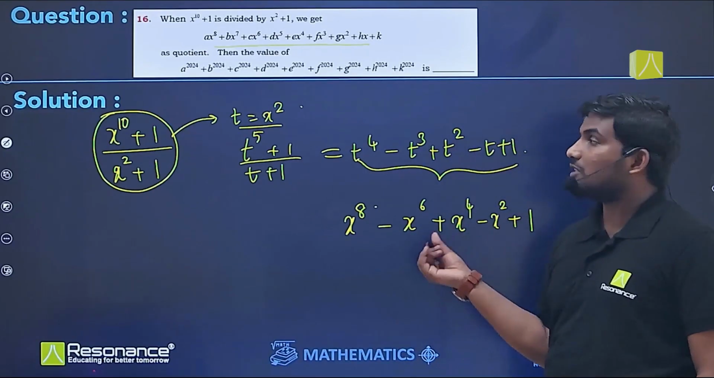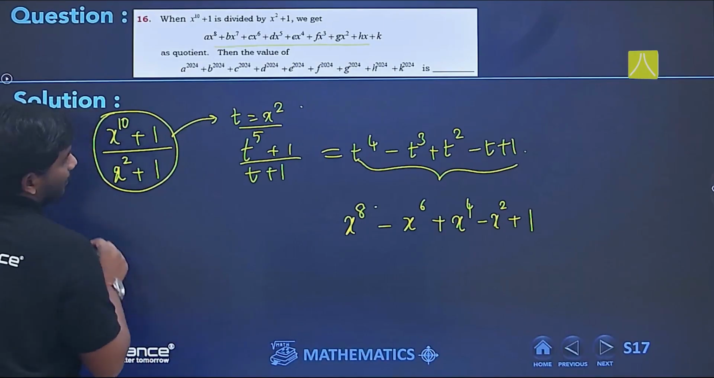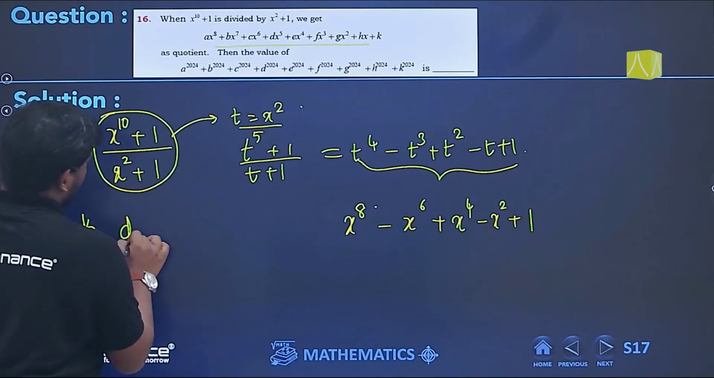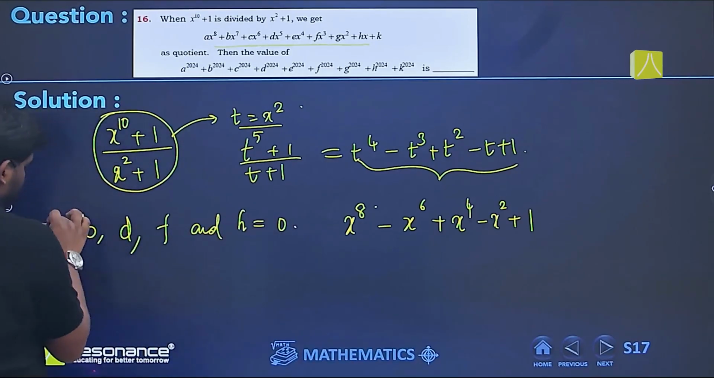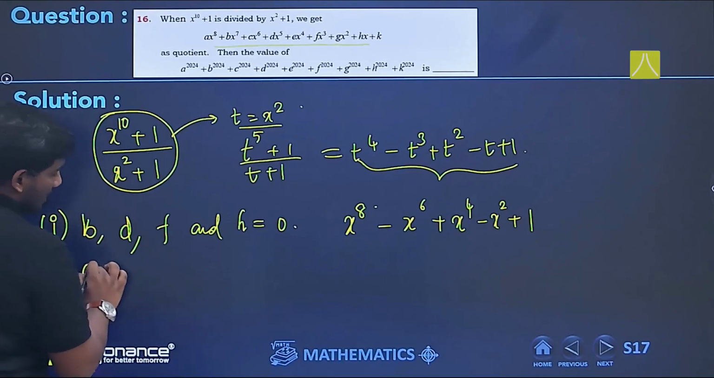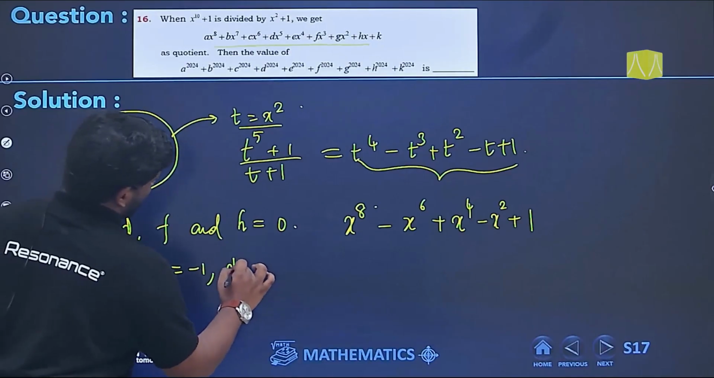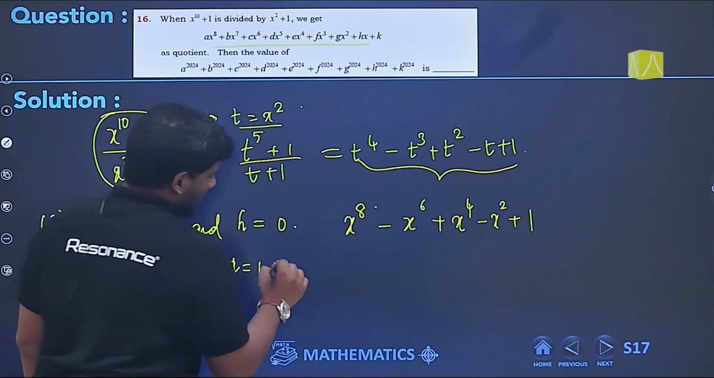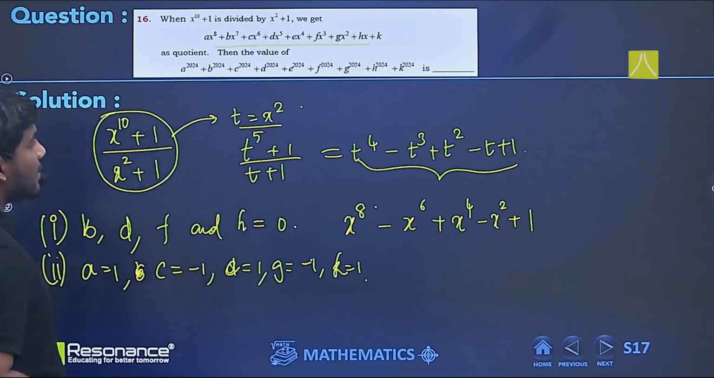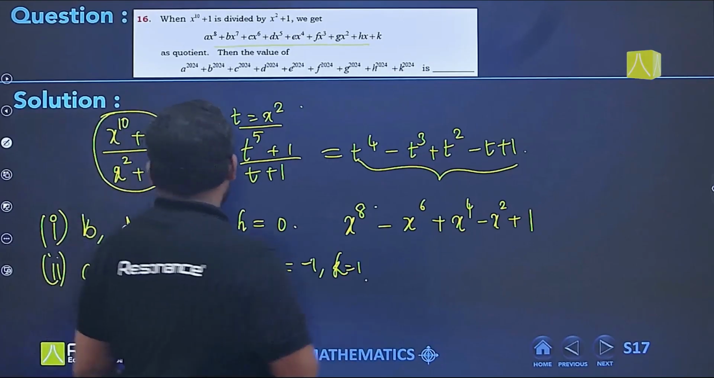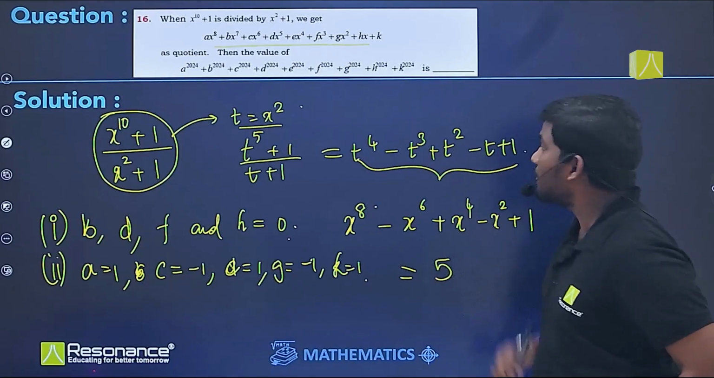Now given this expression, comparing it with the earlier given expression, the things that were sure to be found are b, d, f and h equal to 0. And the second thing is a is 1, c is minus 1, e is 1, g is minus 1 and k is 1. So the sum of all these 2024 raised powers is, for here it's 0, 1 plus 1 plus 1 plus 1 plus 1. So that's 5. Alright.